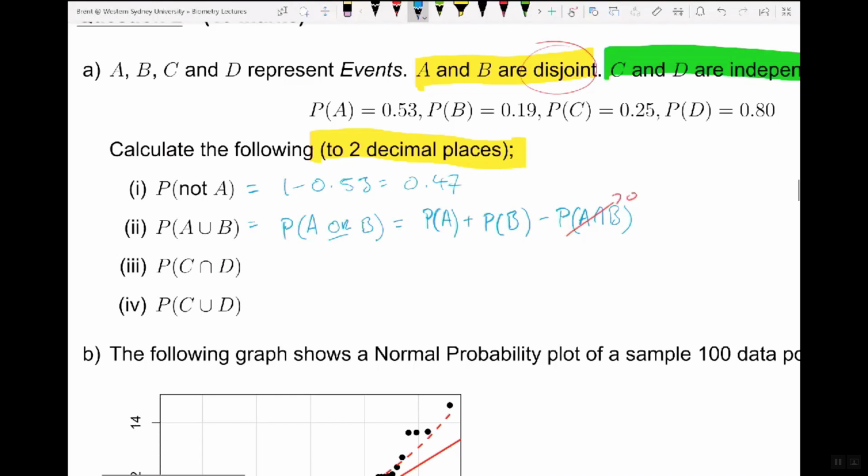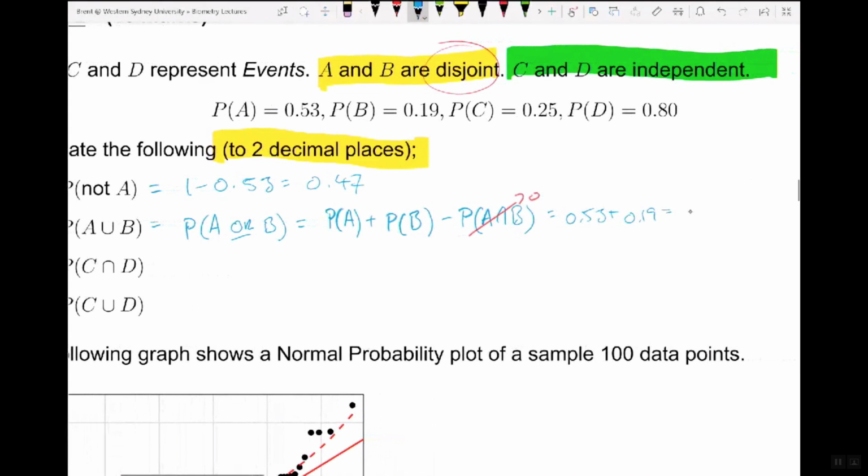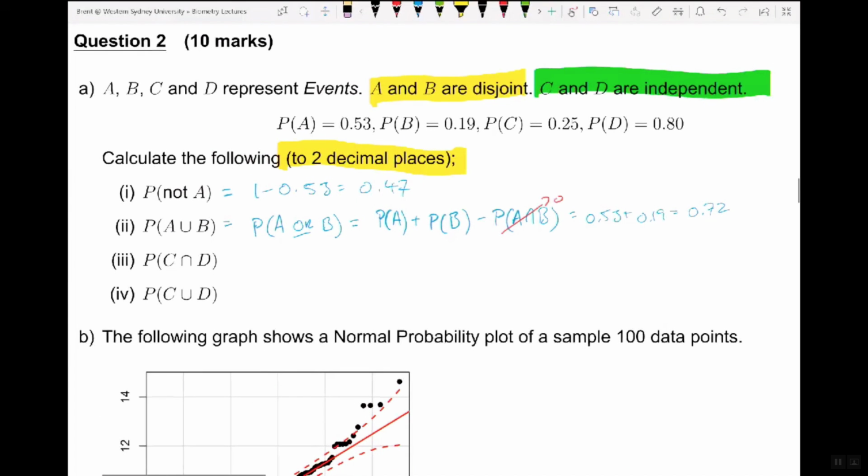I've got P of A. They told me that. They told me it's 0.53. And they told me that P of B is 0.19. So I just add those numbers together, and I get 0.72. Okay? Happy with that? So the next one says the probability of C and D occurring. So that's what that symbol means, the upside down horseshoe. The other one is A or B. This one is AND. The other one's OR. This one is AND. So both of them happening at the same time.